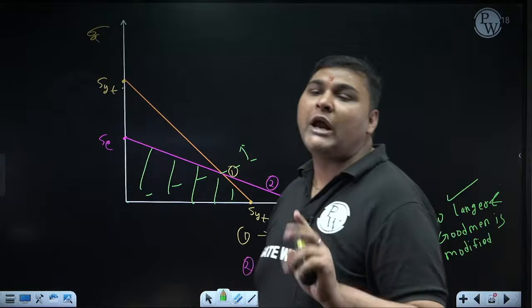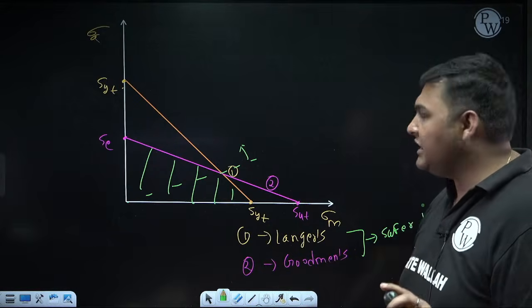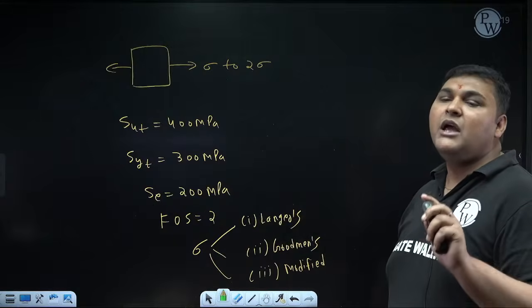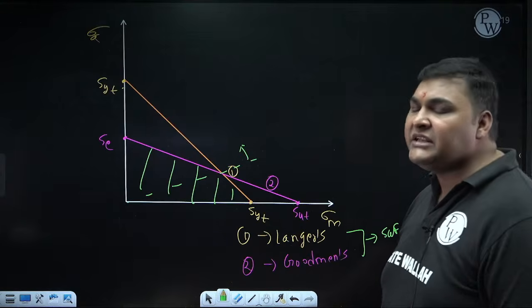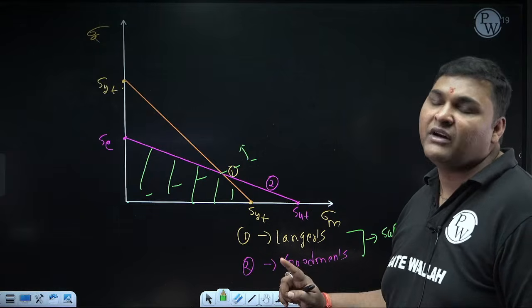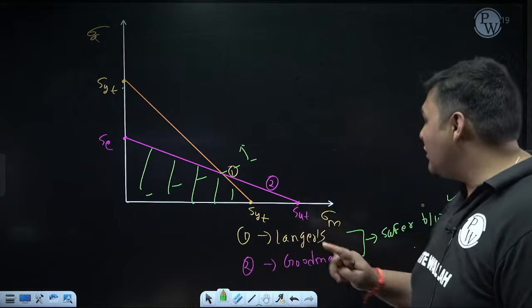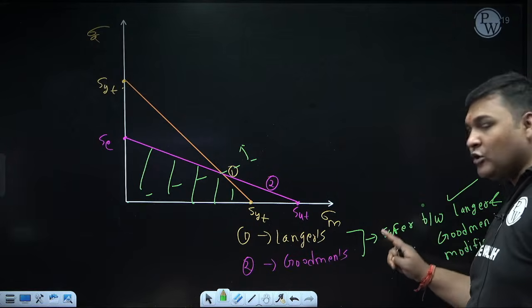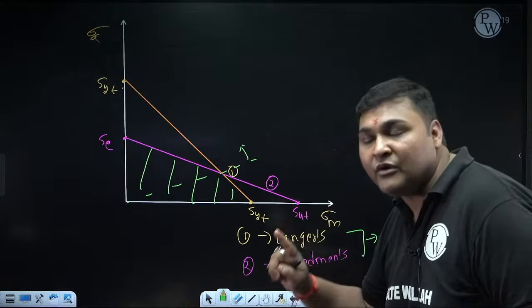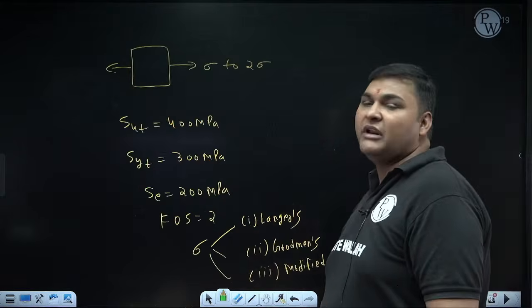So generally two types of question will come. One is the question in which the examiner will ask for factor of safety. Suppose the design is completely given and the examiner is asking for factor of safety. With a more safer criteria, FOS comes lesser. This we have discussed in the class. So we'll calculate FOS by Langer, FOS by Goodman, whichever is coming less, that will be the FOS by modified Goodman.